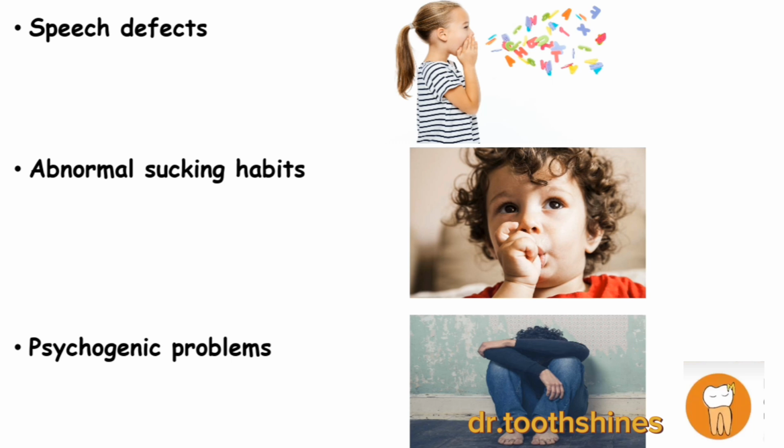Next we talked about the classification of class 2 malocclusion. There are two divisions, division 1 and division 2, and their subdivisions A, B, C. And then we talked about the factors that cause this malocclusion.